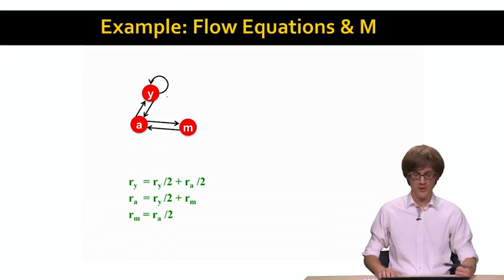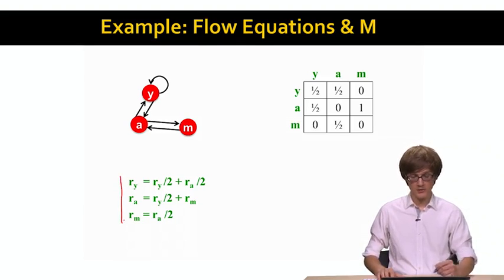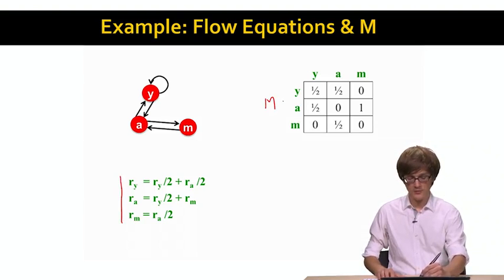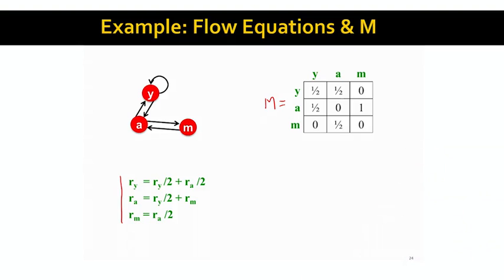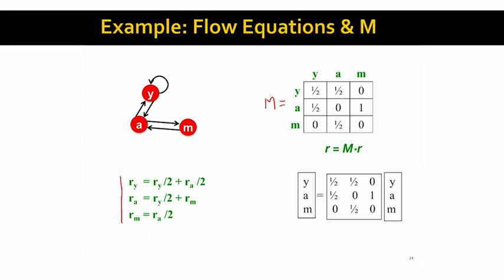So let me show you what we have so far. We have our little web graph on 3 nodes. We have our flow equations. And we also now can write the structure of our matrix M. Here is the structure of our matrix M. Notice that the matrix is really column stochastic. So now we can think of our flow equations as this vector matrix product, right? So R equals M times R.